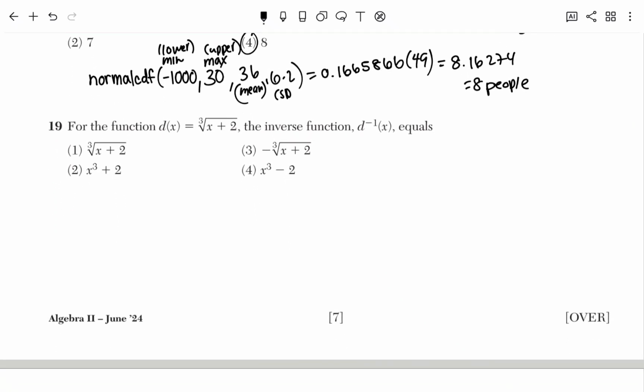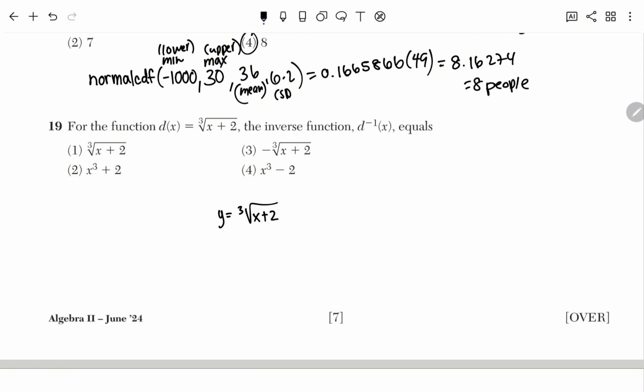Question 19. For the function d of x equals the cube root of x plus 2, the inverse function d to the negative 1 of x equals. So when we have inverse functions, what we're trying to do is rewrite y in terms of x. That means we flip the positions of y and x. So right here we have y equals the cube root of x plus 2.